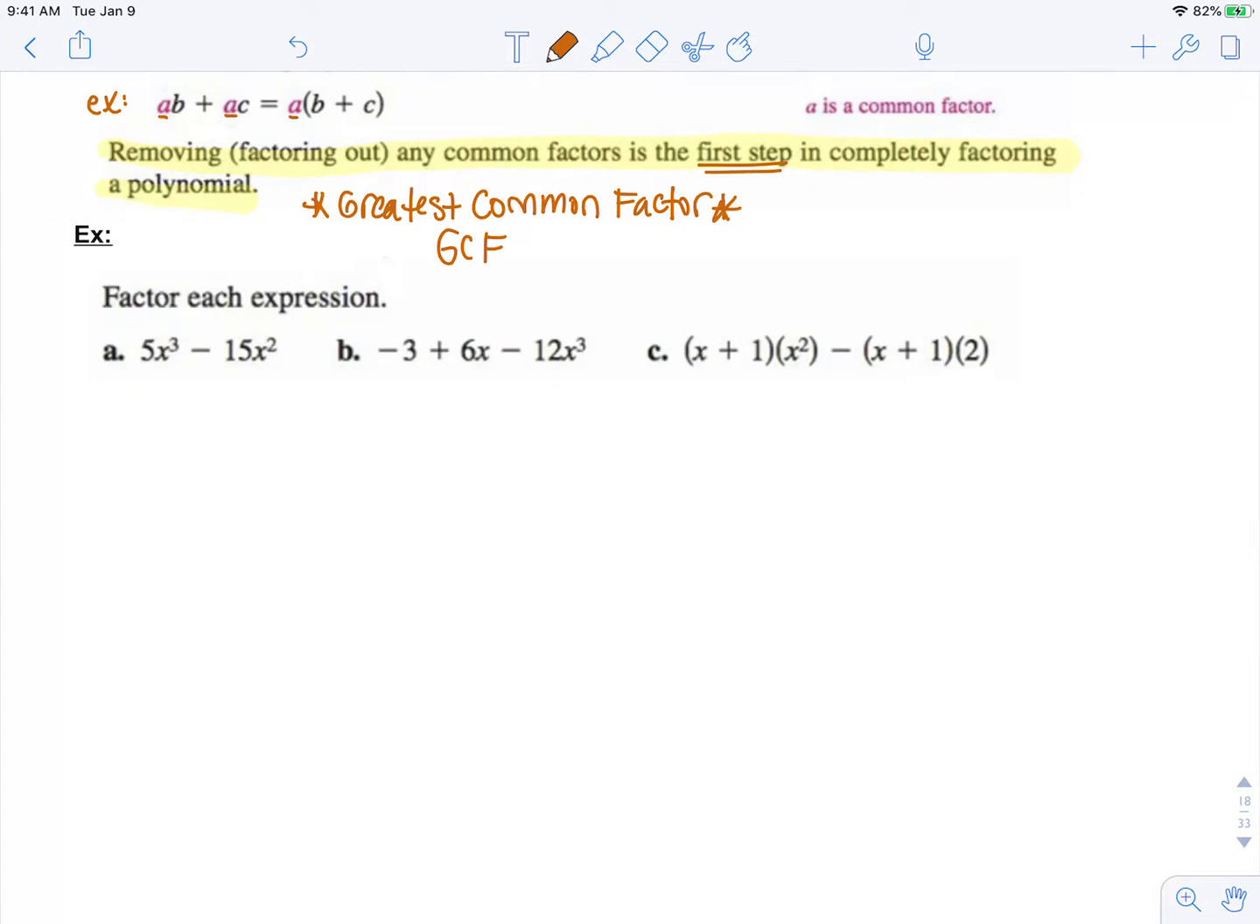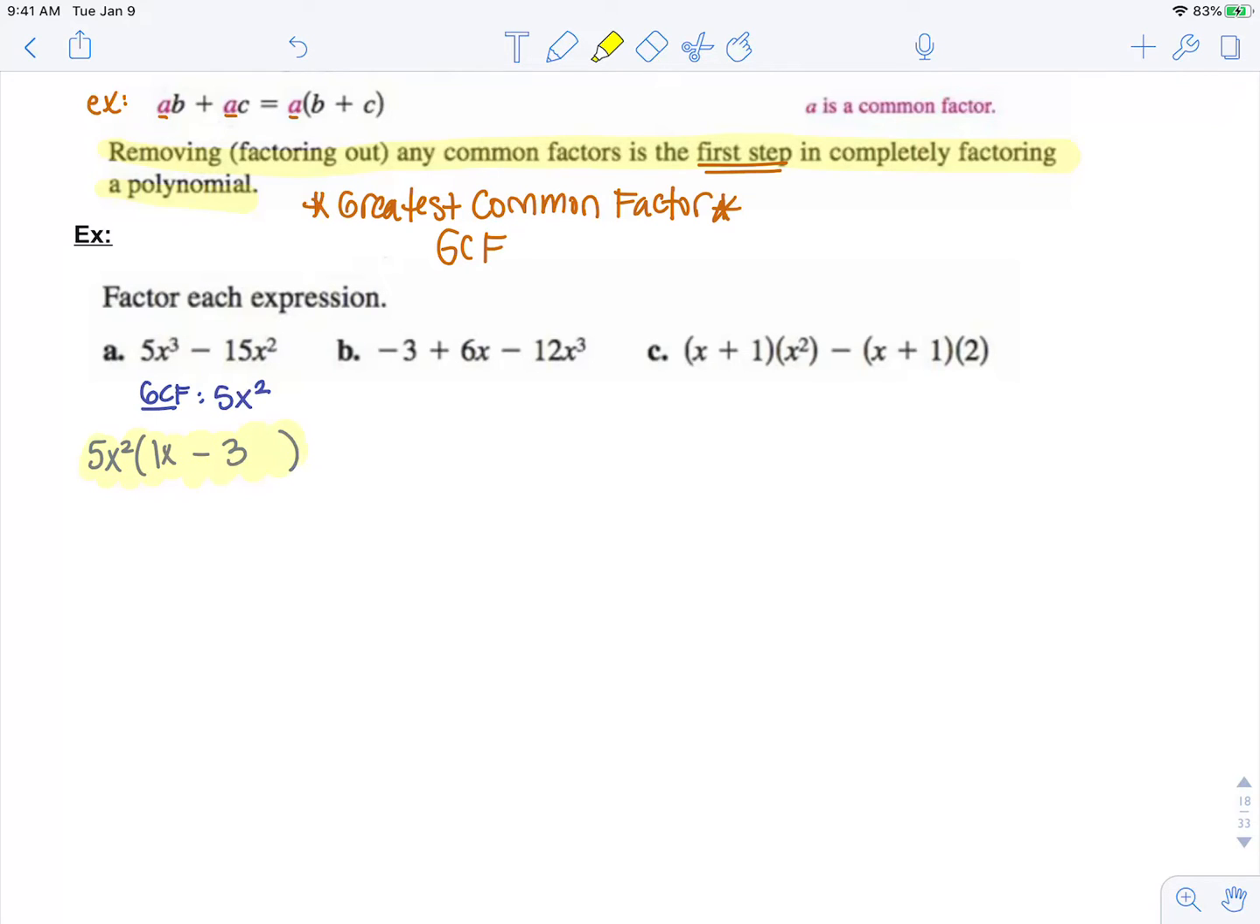Looking at part A, we have a binomial. When I look at this binomial, I see that its greatest common factor is 5x squared. If I undistribute or divide out 5x squared, the binomial that will be left is 1x minus 3, or x minus 3.